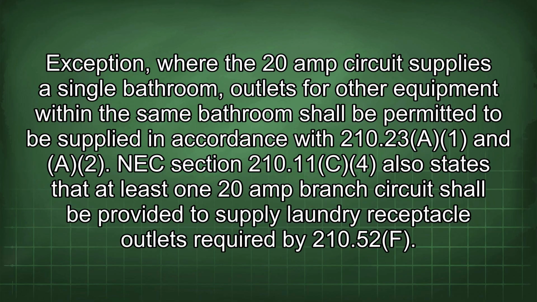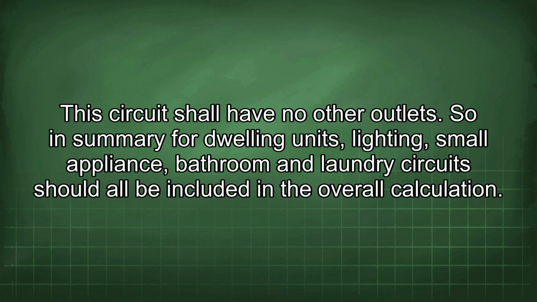210.23(A). NEC Section 210.11(C)(4) also states that at least one 20-amp branch circuit shall be provided to supply laundry receptacle outlets required by 210.52(F). This circuit shall have no other outlets. So in summary, for dwelling units, lighting, small appliance, bathroom and laundry circuits should all be included in the overall calculation.